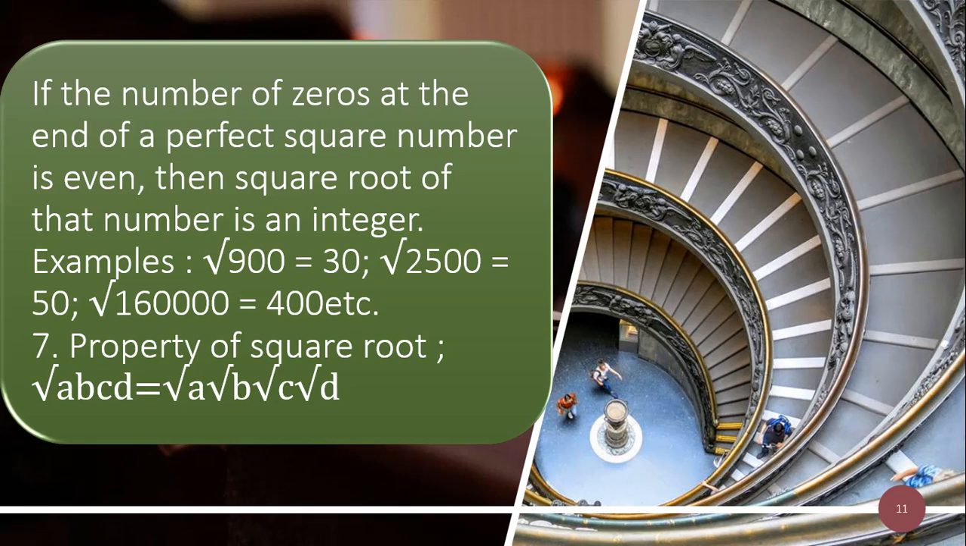Property of a square root. If we are going to get the result of root under a, b, c, d, it is always equal to root under a into root under b into root under c into root under d.